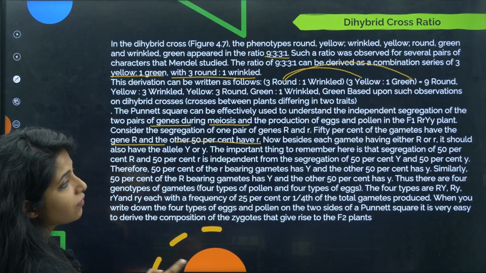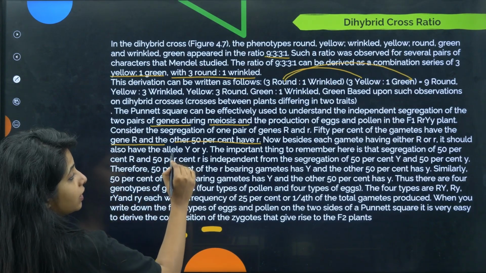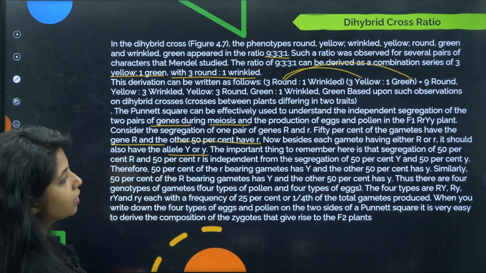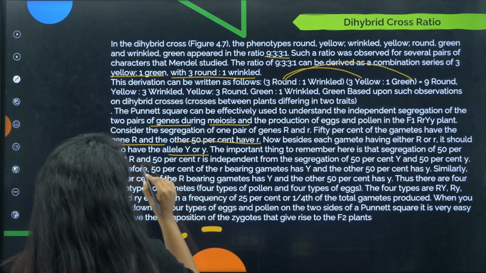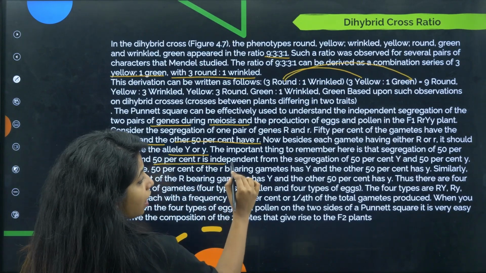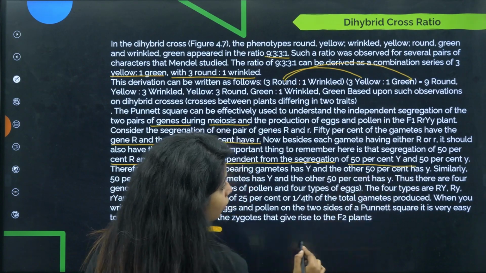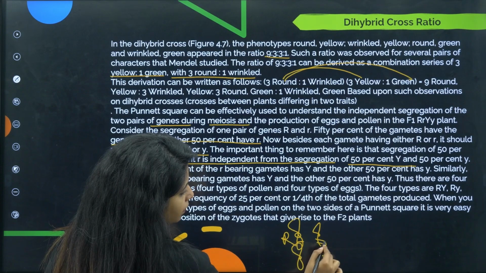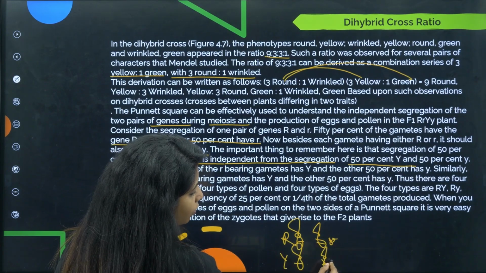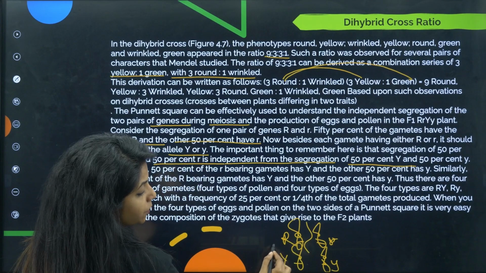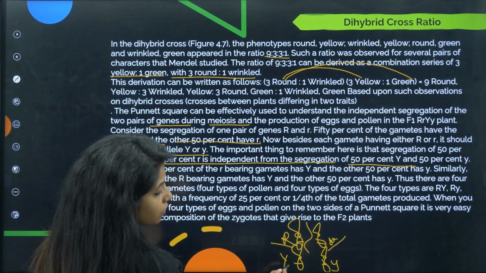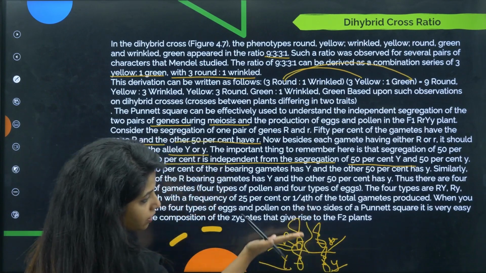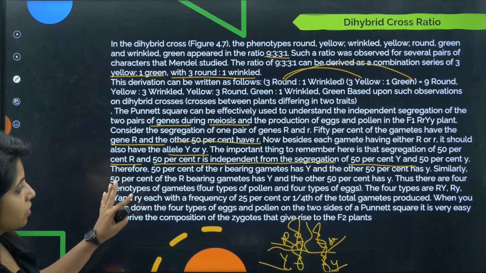Now besides each gamete having either capital R or small r, it should also have the allele capital Y or small y, because you're talking about round and yellow or round and wrinkled, right? The important thing to remember here is that segregation of 50% of capital R and 50% of small r is independent from the segregation of 50% of capital Y and 50% of small y. So capital R, small r, capital Y, small y. There is a 50% chance for each of these to come. So this is independent of this. Both are very much independent. Okay. The same thing I have written over here.